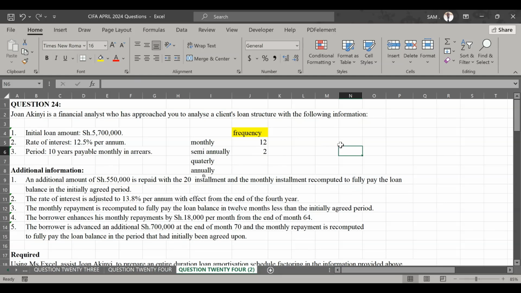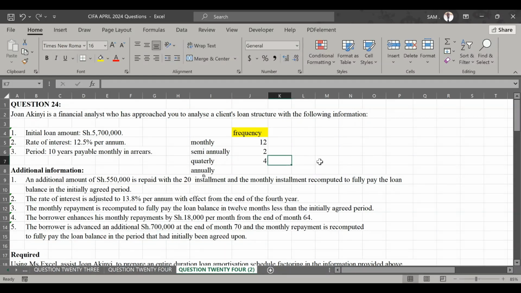When you're told that it is payable quarterly, quarterly in arrears, in case the examiner used that language, for example, in our case it is payable monthly in arrears, but the examiner instead used payable quarterly in arrears, how do you approach it? The frequency when you talk about quarterly is, ask yourself, how many quarters do we have in a year? The quarters that we have in a year are four.